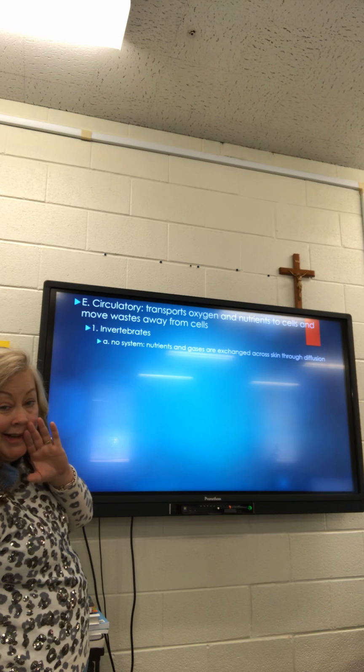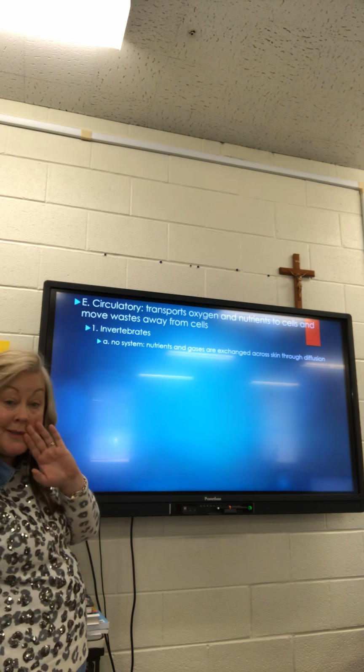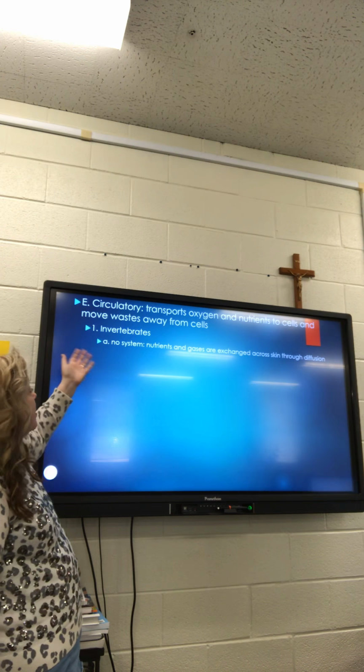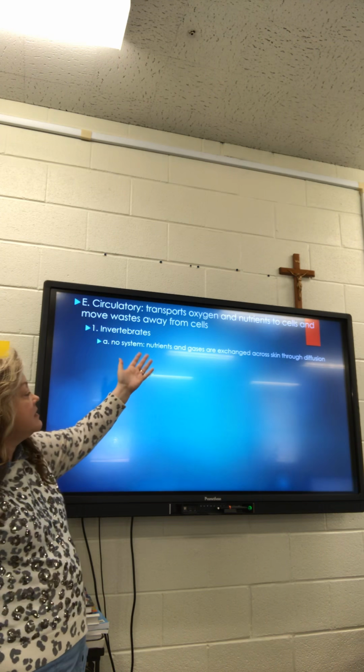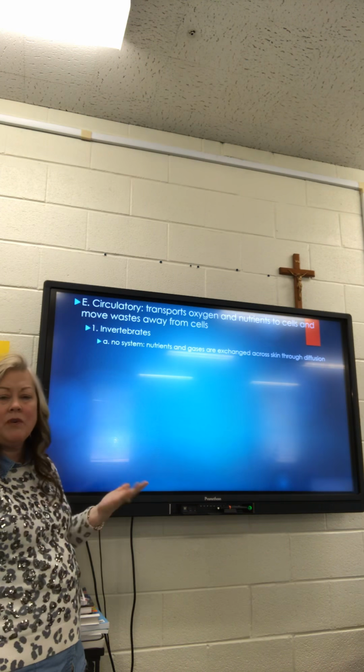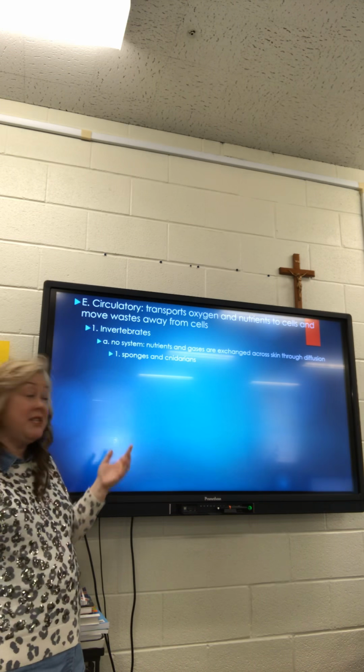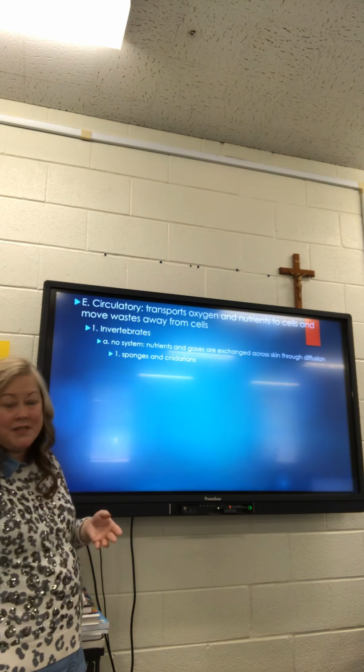Sponges, they don't have a system. I know, sponges are so simple. Sponges don't have a system, and some animals don't have a system. The nutrients and gases exchange right across their skin. They don't have a system. Sponges, jellyfish, sea anemones, they don't even have a system.